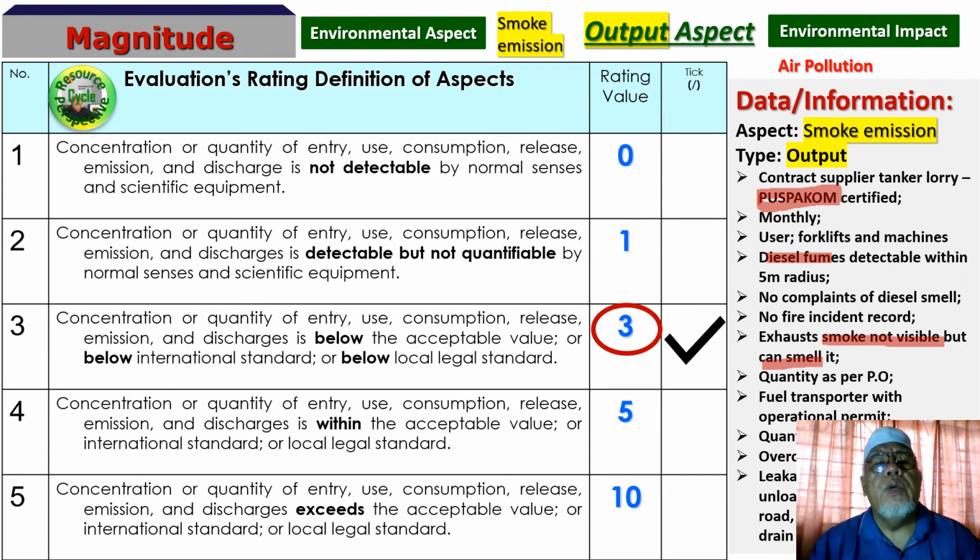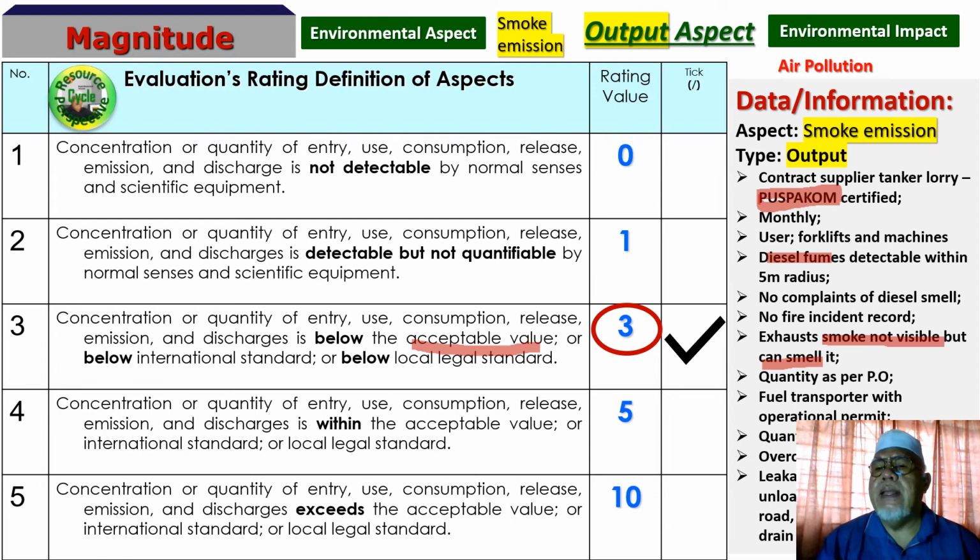So we use the magnitude again, and apparently smoke, when it is there, is detectable, but we don't see it. We believe there is smoke because of the combustion chemistry theory. So we believe it is below acceptable value, meaning the evidence is there, the Puspakom certificate. So we put it as 3. So the magnitude of impact as far as the emission of diesel smoke from this lorry in this particular work by the contractor is 3.